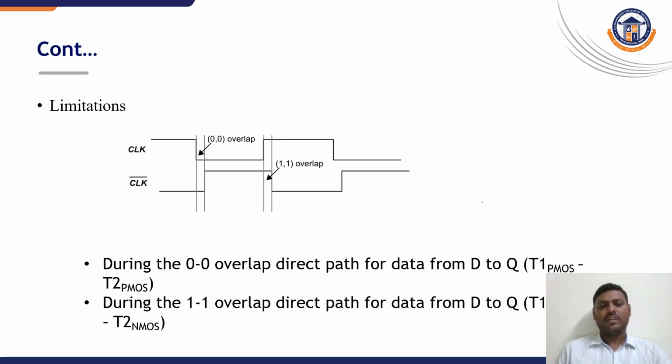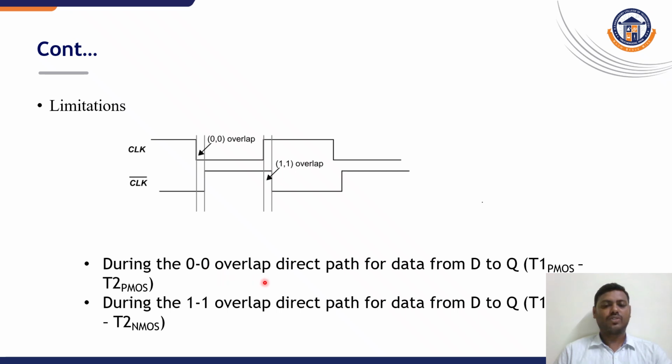The limitations. Always the limitations are there in the digital world. Here we have the overlapping for a small part of time. Here we have used the clock and the clock bar signal. So whenever the input or clock changes from one state to another state, there is a small fraction of a second, maybe in microseconds or nanoseconds, when both the clocks are at the same value, that is, both the clocks are at 00 or 11. So these two conditions can occur here also.